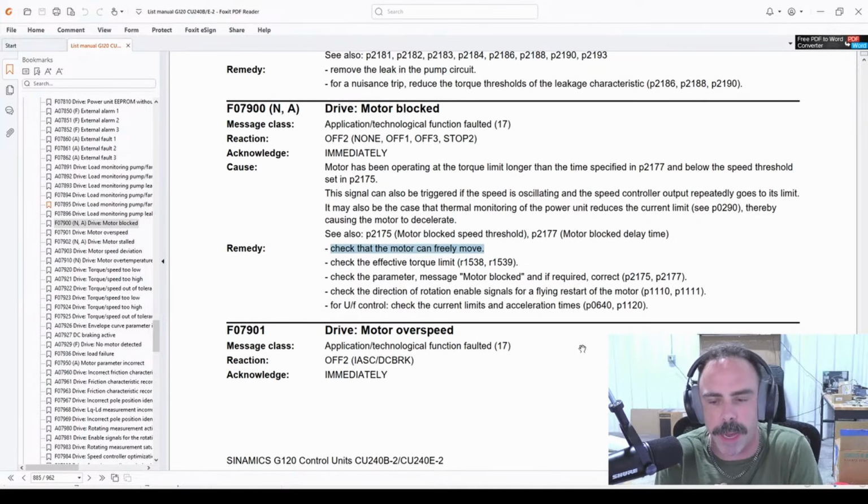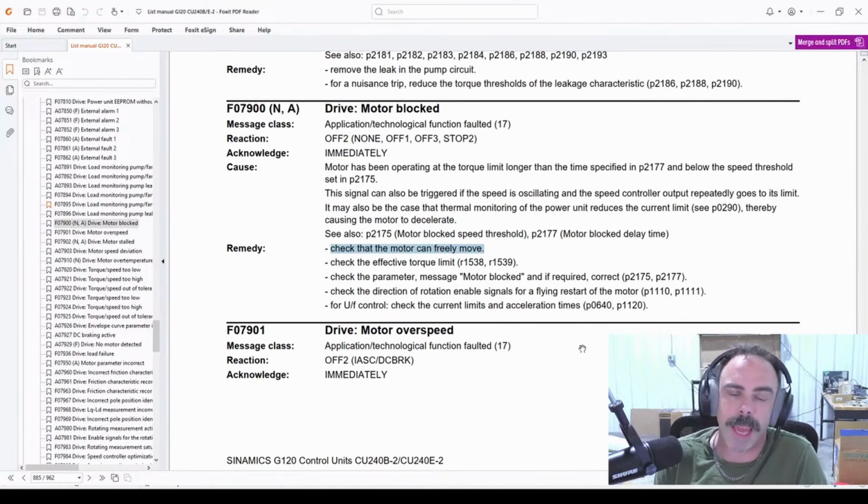So that's fault 7900. But most of the time, you are probably going to be working on a system that is already started up. In that case, if you get a motor blocked fault, the 7900, it means the motor goes into current limit below a certain speed value.